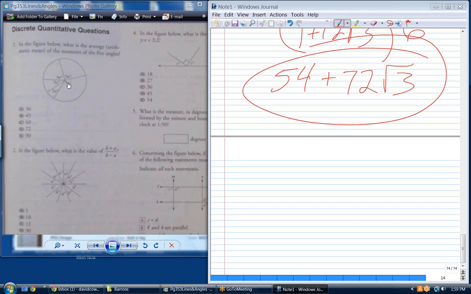What's the average of those? 2A, 3A, 4A, 5A, and 6A. What's the average angle there? Well, that's 360 divided by 5. There you go. That's exactly right. Notice it didn't have anything to do with A.